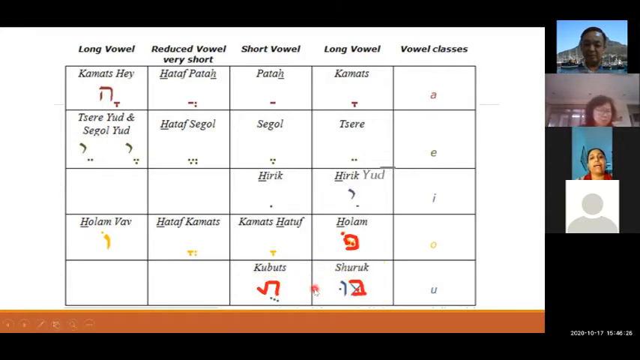Since I've already given the name of that vowel, can somebody pronounce that syllable, the consonant along with the vowel? Can somebody tell me how you will sound this syllable?